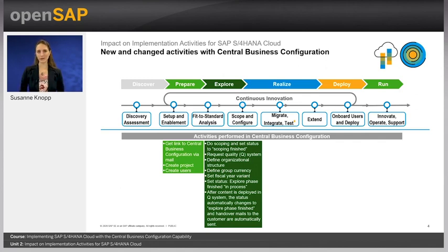Once you set the status to Scoping Finished, Central Business Configuration is prepared based on your scope, and you will be able to perform further activities. First of all, you will be able to request your S/4HANA Cloud quality system right from Central Business Configuration. After that, you have to define your organizational structure. You have to set some primary financial settings, which are the fiscal year variant and the group currency. Once you have done all of those activities, you set the status Explore phase finished, which keeps on being in process.